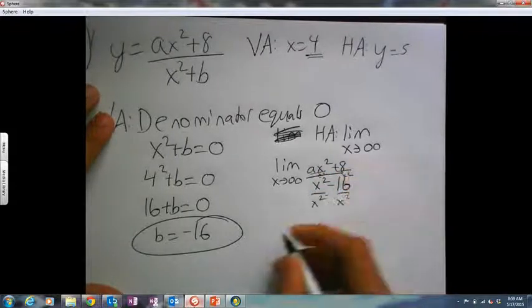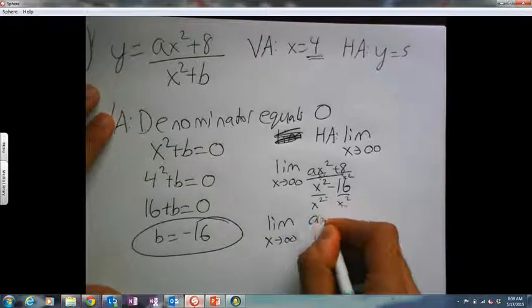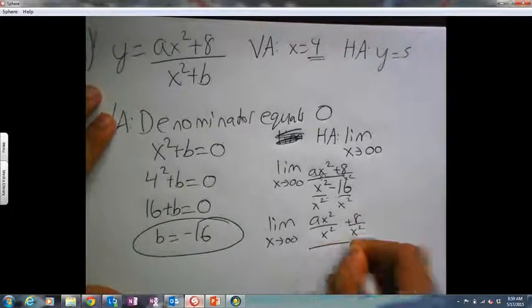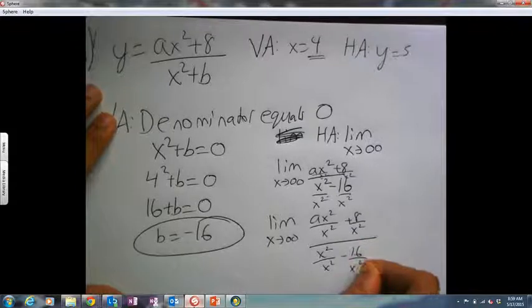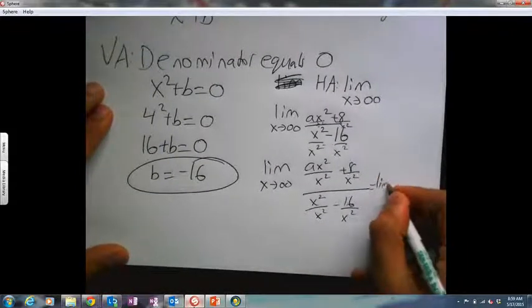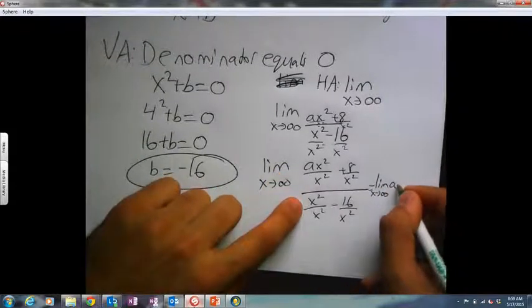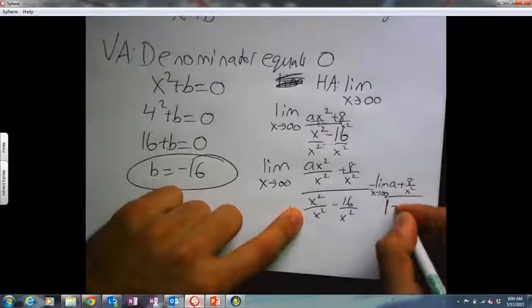What do we get? We get limit as x goes to infinity of ax squared over x squared plus 8 over x squared, over x squared over x squared minus 16 over x squared. Let's see what this simplifies to. This is limit as x goes to infinity of a plus 8 over x squared, over 1 minus 16 over x squared.